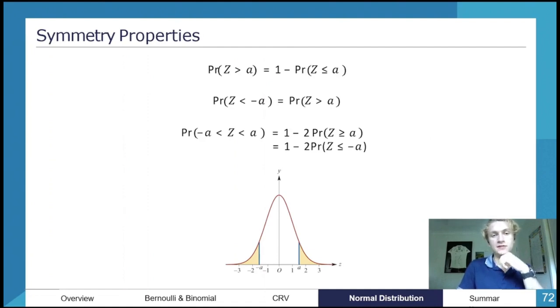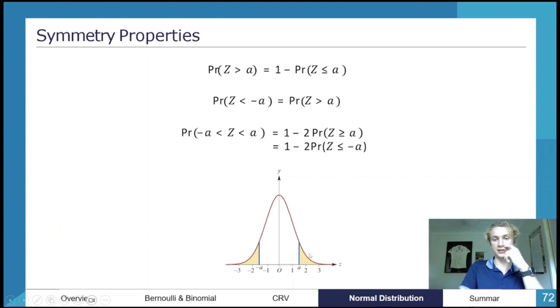So yeah, the probability of z being greater than a equals 1 minus the probability of z being less than or equal to a. So that's something you have to memorize as well. And also, due to the symmetry of the normal curve, we get that the probability that z is less than or equal to -a equals the probability that z is greater than a. So that's kind of represented down here.